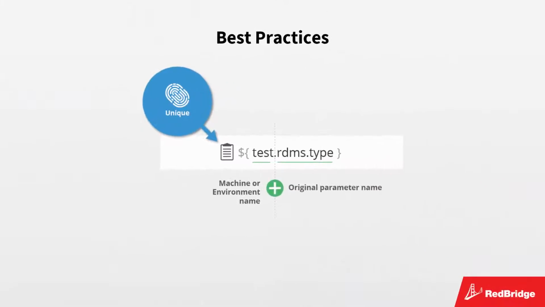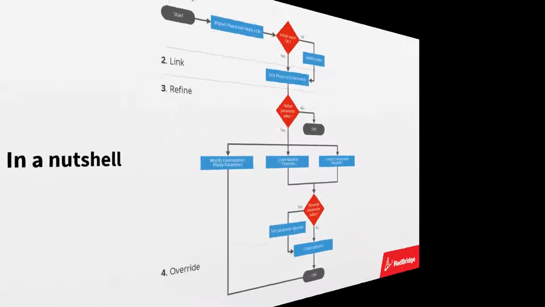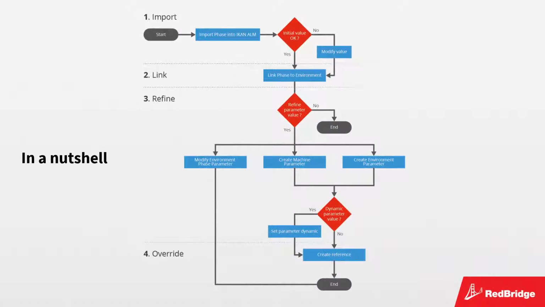The name of the machine or environment parameter must be unique, as IcanALM will not allow references to a parameter with the same name. We also recommend you to use the original parameter name preceded by the name of the machine or environment. That way it will be easier to track where the value used by the level request is taken from. In a nutshell, the definition of the phase parameters can be split up into the following steps.